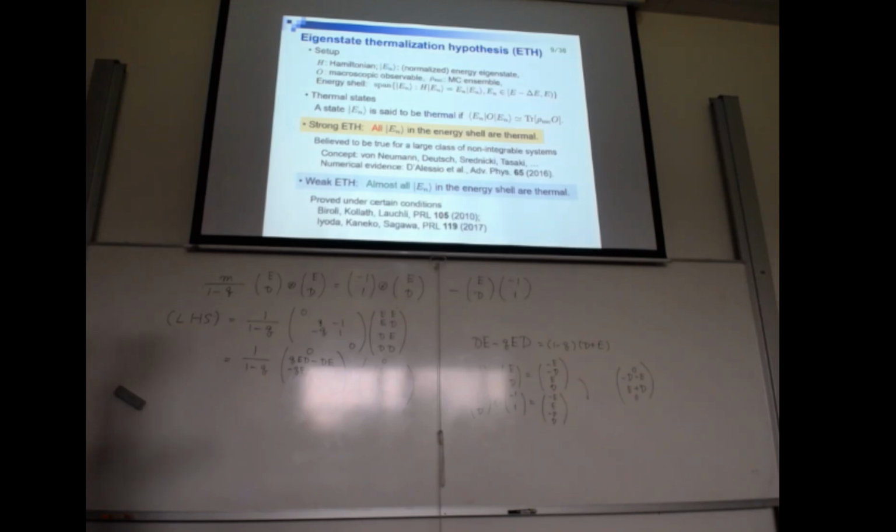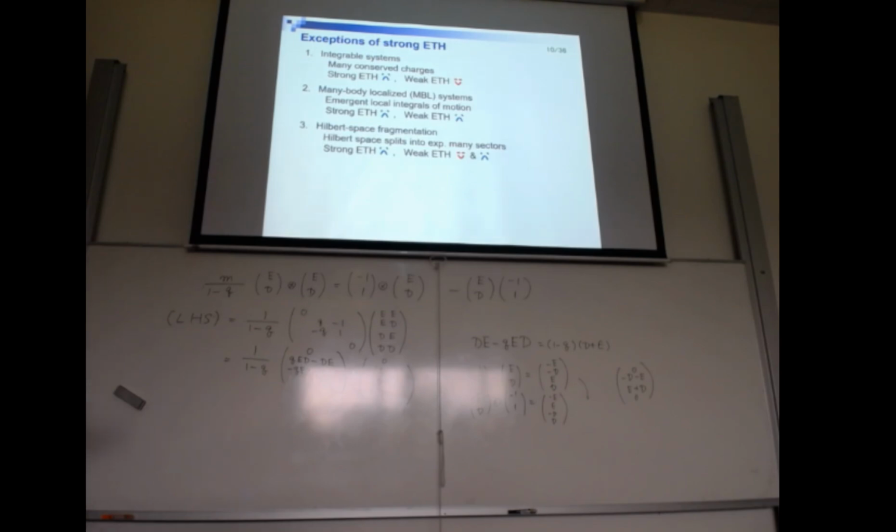But anyway, so there are several different systems that violate a strong version of ETH. And historically, the most famous one is integrable systems. Because in integrable systems, you have many conserved charges, so the dynamics is highly constrained. And in this case, the strong ETH is violated, but in many cases, weak ETH holds. For instance, an example of an integrable system is the S equal 1/2 Heisenberg chain. And the other system, many-body localization, is another example in which strong ETH is violated, and the weak one is also violated here. For instance, the Heisenberg chain with random magnetic field is one example of a system with MBL.